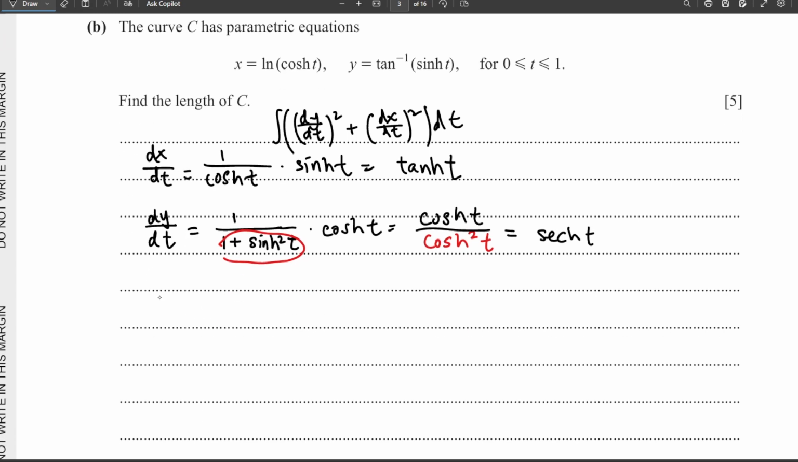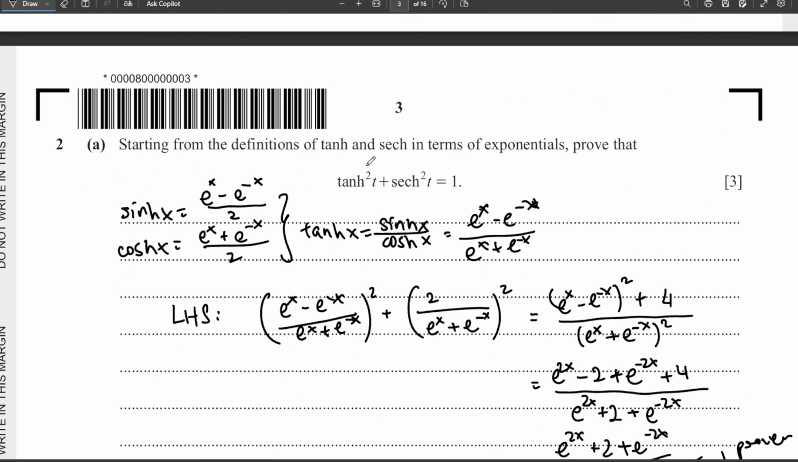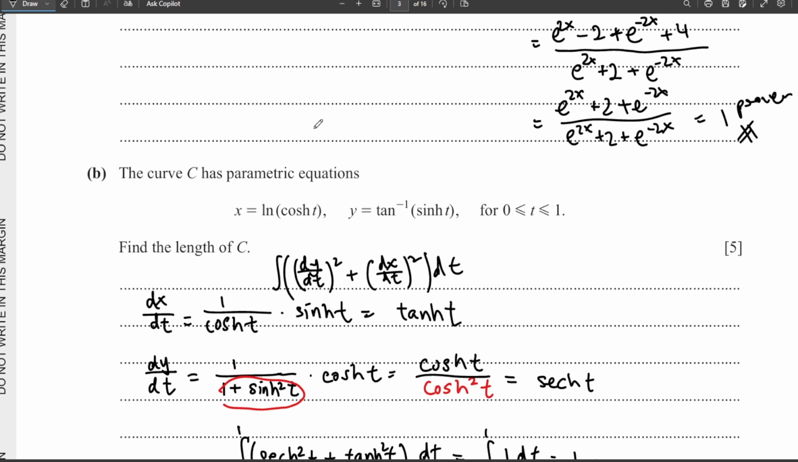Okay, now we do the integral. Right. So the limits will be 0 to 1 as is specified in the question already. 0 to 1 of dy dt squared, that is hyperbolic secant squared, and dx dt squared, that is hyperbolic tangent squared in terms of t. So in the previous question, we've proven that the hyperbolic tangent squared added with the hyperbolic secant squared just equals 1. So the integration we're performing can be simplified to integrate 1 from 0 to 1. So that's just 1. So the length of this curve is just 1.